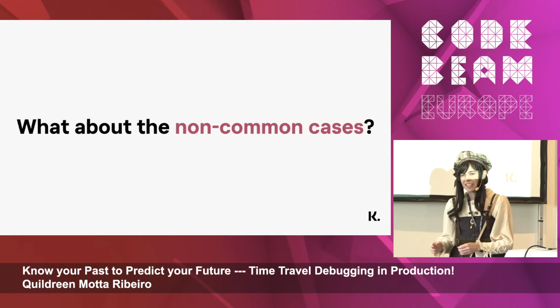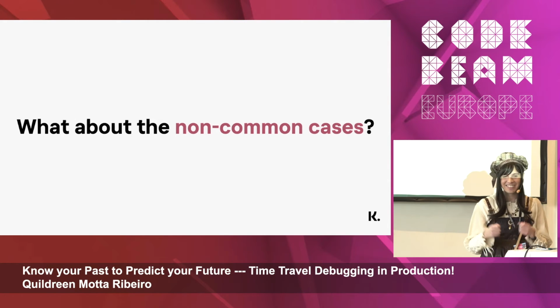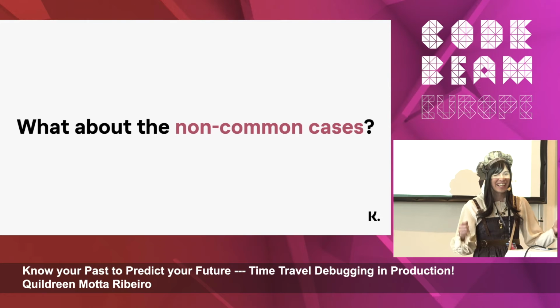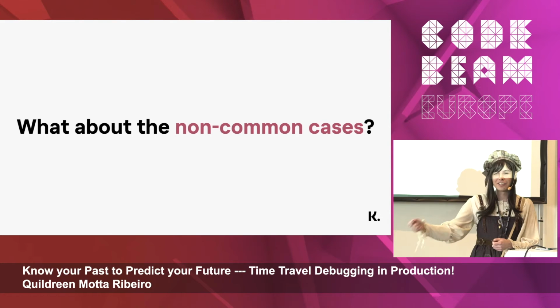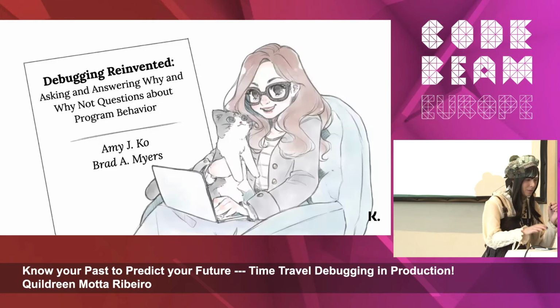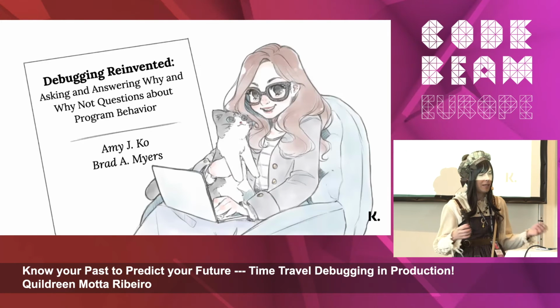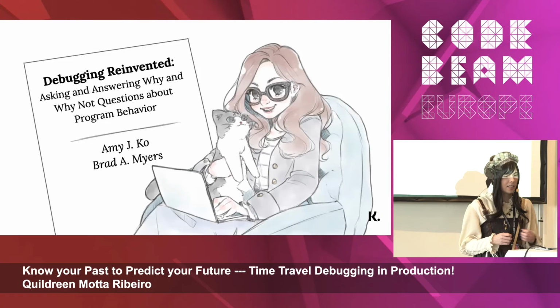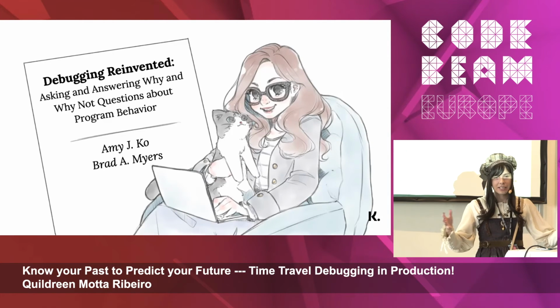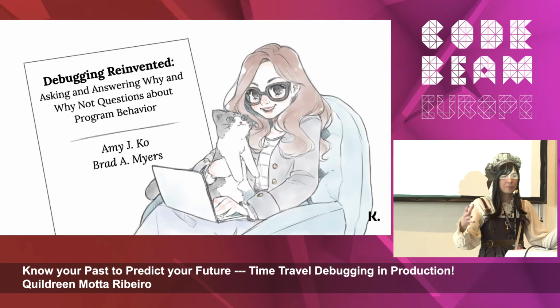Of course, you're going to get the non-common questions as well, because there's production and things happen. So what happens when you get the things that your visualization does not help you to actually answer? Well, one answer to this is what Amy did in her PhD thesis. She worked on this thing called the Y-line debugger. The Y-line debugger is a record replay debugger, like the ones we've seen here.